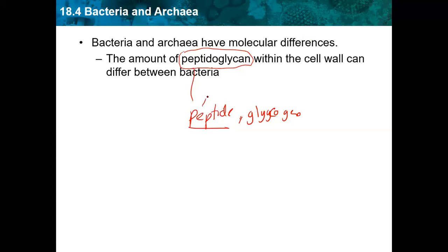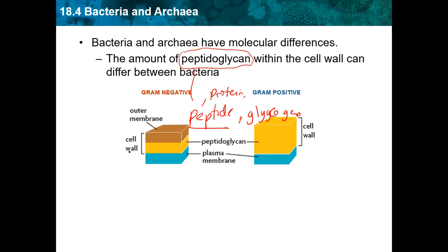So the peptide is actually what? Proteins, or we say amino acid, and this is glucose. So these are the two materials that form the peptidoglycan, and the composition or the amount we have within the cell of a bacteria and an archaea is not the same.